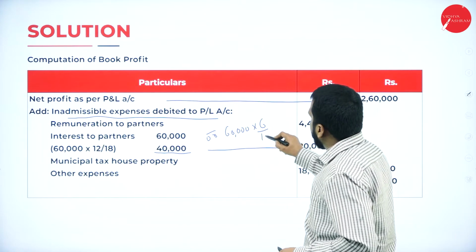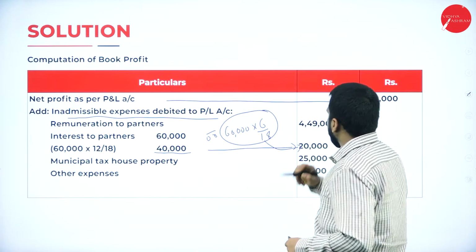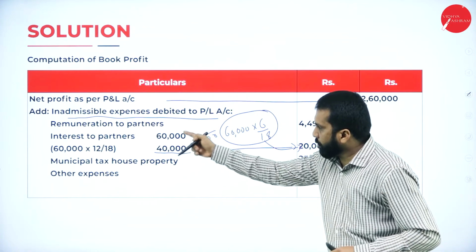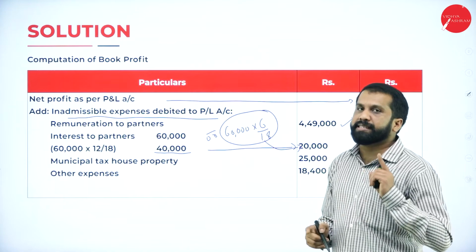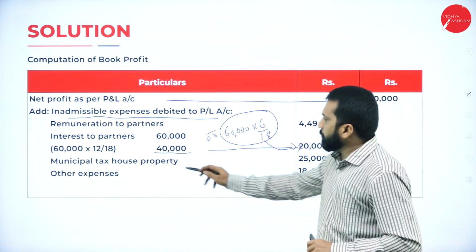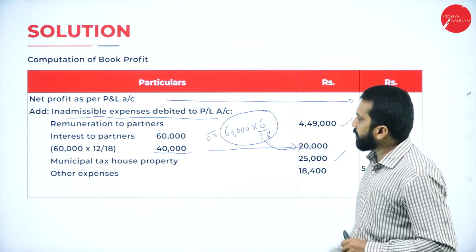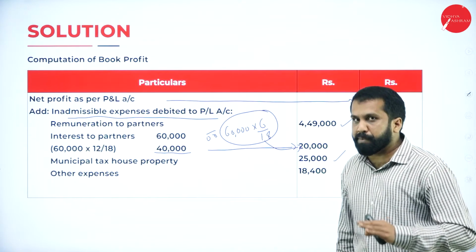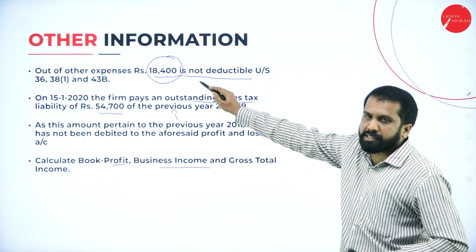6 by 18. If you do this also, you will get 20,000 only. Hope you are clear. You can do like this also, or else you can do like this also. Both you will get the same answer. Now, 20,000 over municipal tax of the house property, full value we are supposed to take. Other expenses, remember, we are not supposed to take, but in the adjustment, if they have given, we are supposed to take.